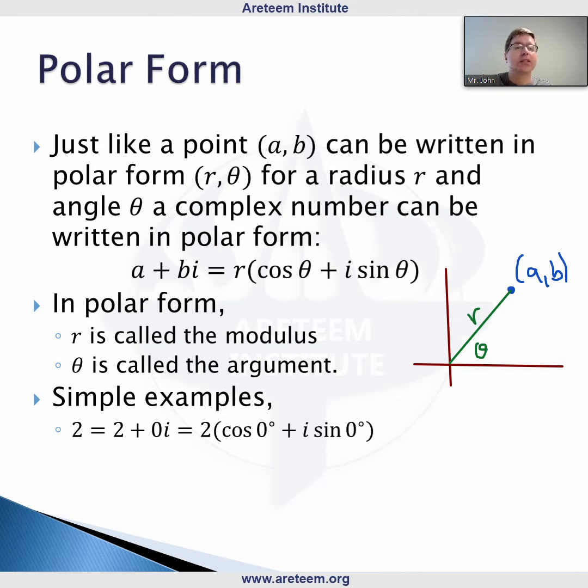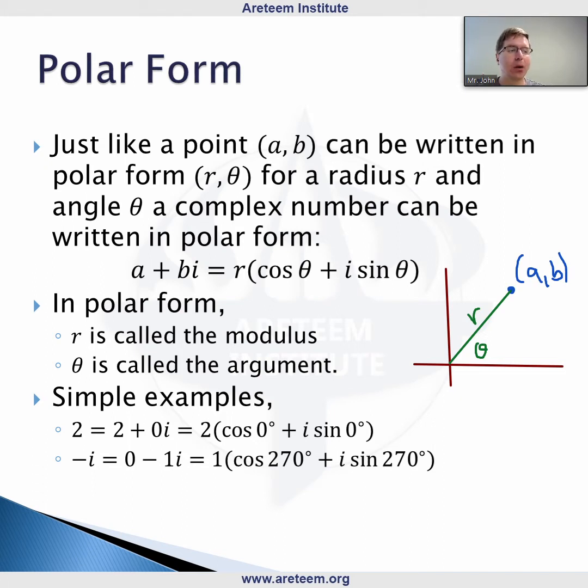Cosine of 0 is 1. Sine of 0 is 0. So we have 2 times 1 plus 0i, which literally is 2 plus 0i. In the same way, if we wanted to write this complex number negative i, this is the same as 0 minus i. So this is 1 times cosine of 270, which is 0, plus i times sine of 270, which is negative 1. So we have it written this way.